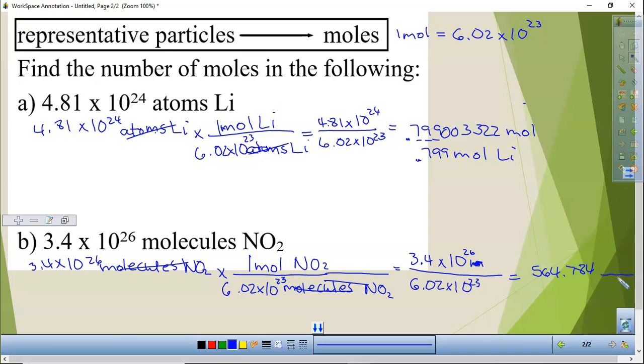But how many sig figs can I have in this answer? I can only have 2, so I go back here. 1, 2. Does that 4 round the 6 up? No, it doesn't. It leaves it alone. You don't round 564 to 56. You round 564 down to 560, right? 560 moles NO2. What do you think? Terrible? Hard? You'll get plenty of practice. It'll be fine.